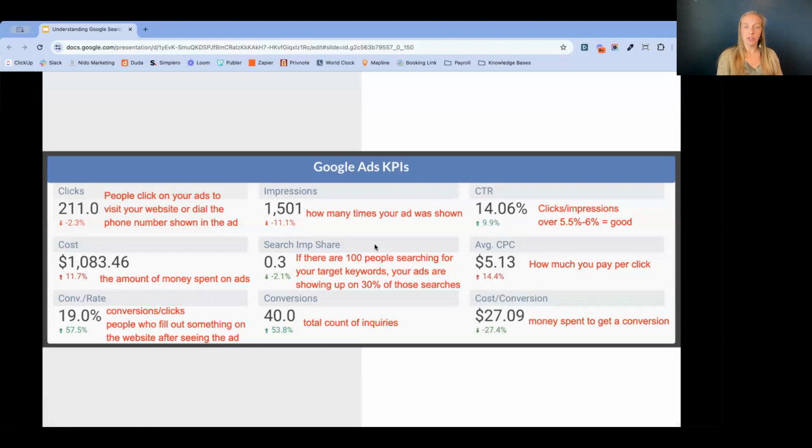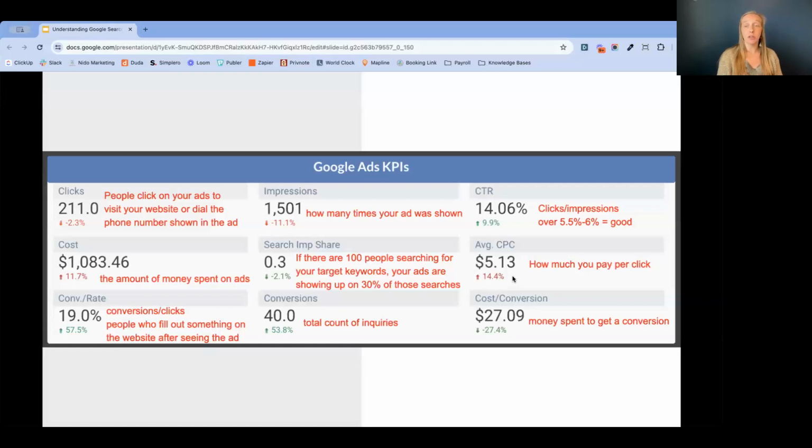Your search impression shares. So what this means, essentially, if there's 100 people searching for your keywords, your ads are showing up 30% of the time in those searches. So this is just essentially a percentage here. Your average CPC, so remember this is that cost per click. This is how much you pay per click, is $5.13.